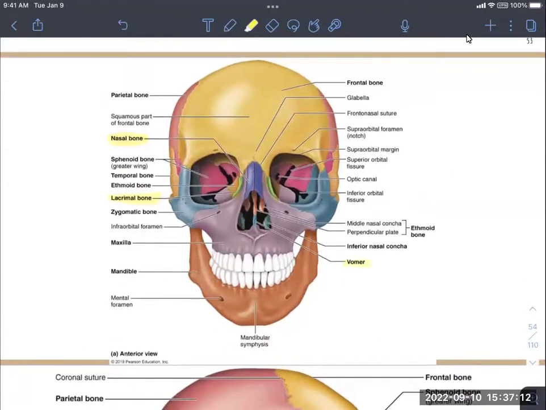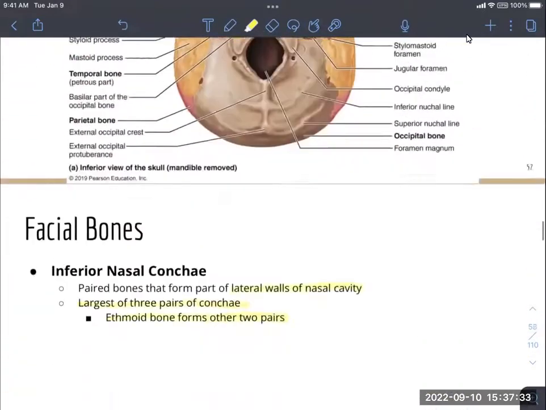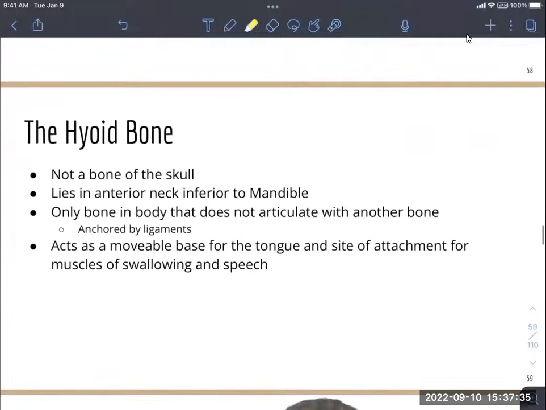So here we see the vomer. You can see the inferior nasal concha. You see the perpendicular plate of that ethmoid bone. You see that middle nasal concha formed by other bones throughout the skull. So let's look at a bone that is not attached to any other bone in the body.